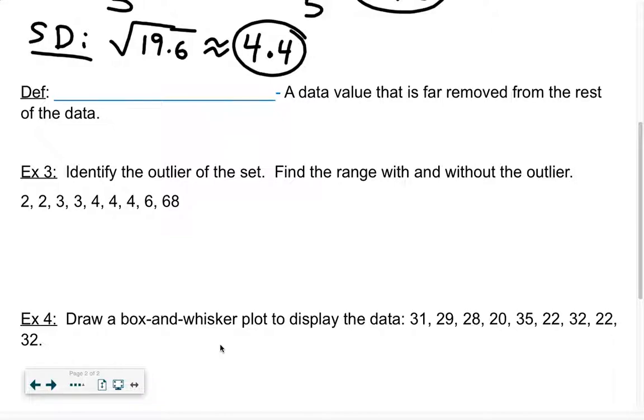Moving on, a data value that is far removed from the rest of them. Okay, and it's called an outlier. It's the one that stands out, black sheep. Here we want to identify the outlier of the set, which I think it's obvious, 68. And what we want to do now is we want to find the range with the outlier as well as without it.